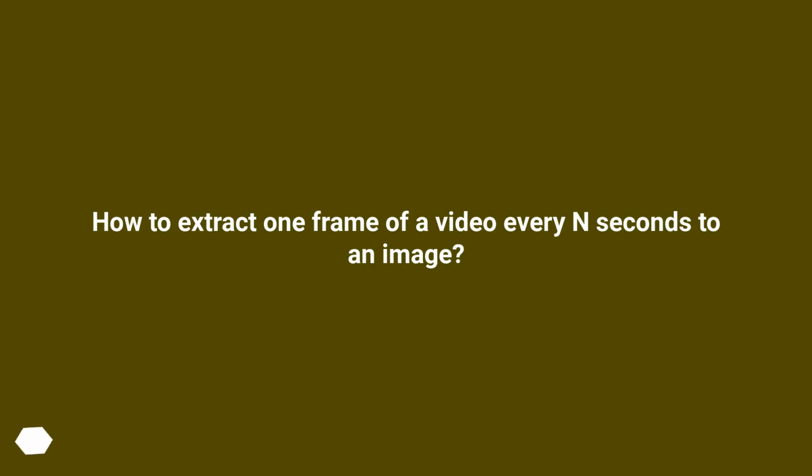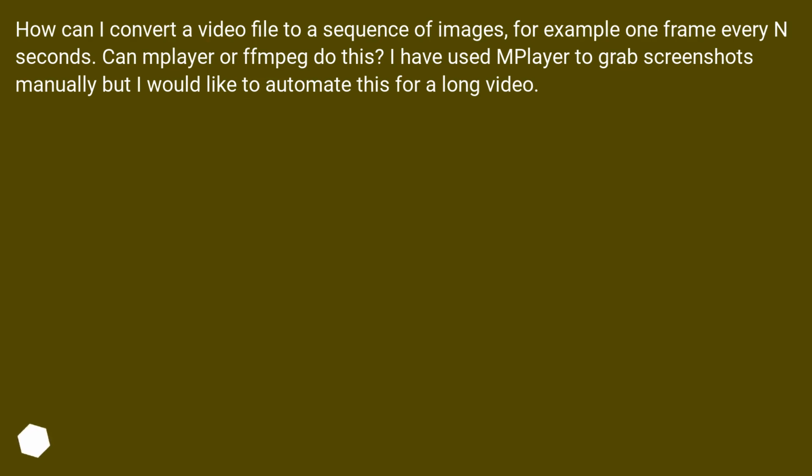How to extract one frame of a video every n seconds to an image? How can I convert a video file to a sequence of images, for example one frame every n seconds? Can mplayer or ffmpeg do this? I have used mplayer to grab screenshots manually, but I would like to automate this for a long video.